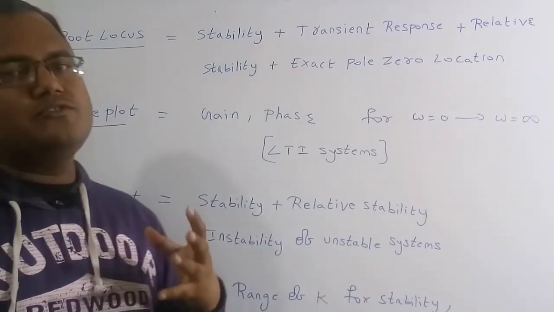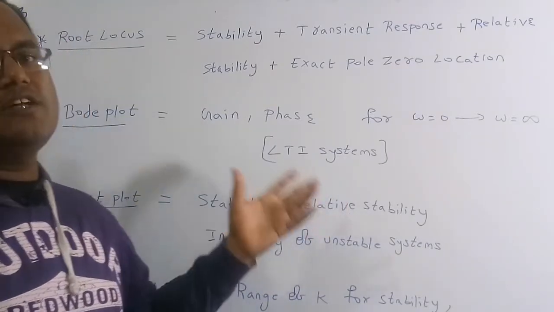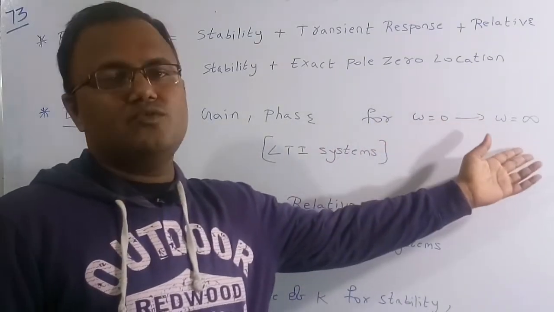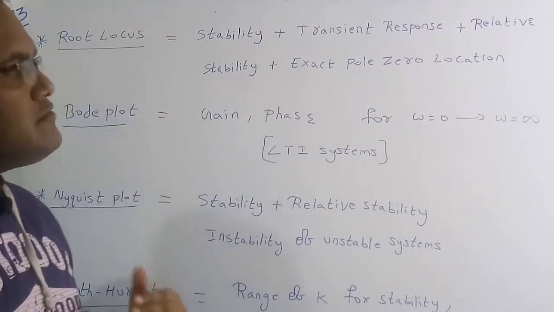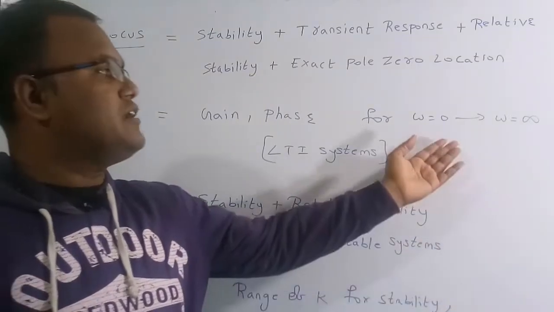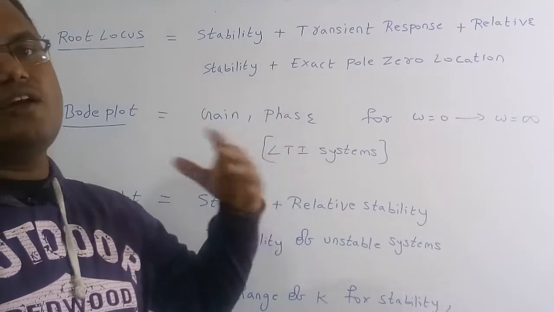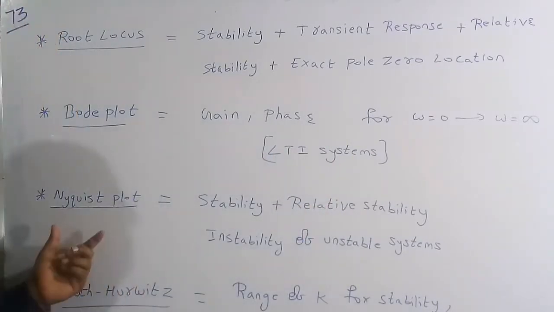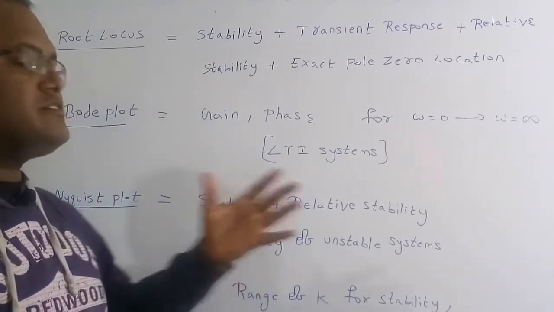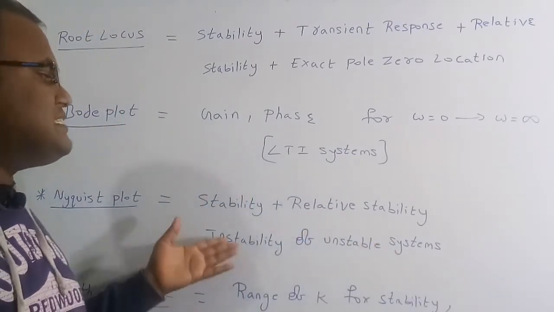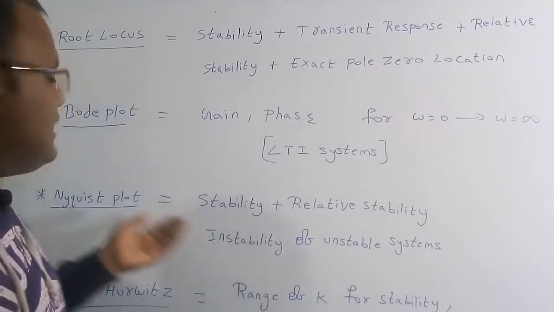The Bode plot is going to tell you about the gain and also the phase of LTI systems, their nature from omega is equal to 0 to omega is equal to infinity. See, what is the nature of the gain and phase of an LTI system whenever we change the frequency from omega is equal to 0 to omega is equal to infinity, then what is the change of magnitude and also the phase. Whereas for the Nyquist plot, we can tell you about the stability and also relative stability of stable systems, and also the instability of unstable systems. All these things we can figure out with the help of the Nyquist plot.